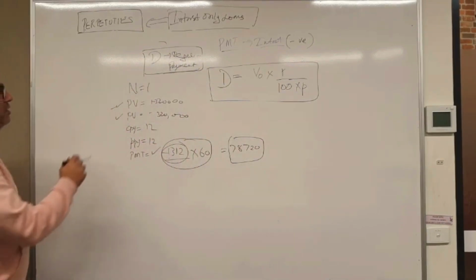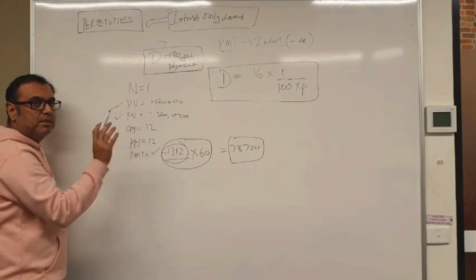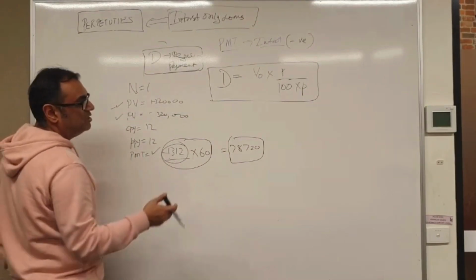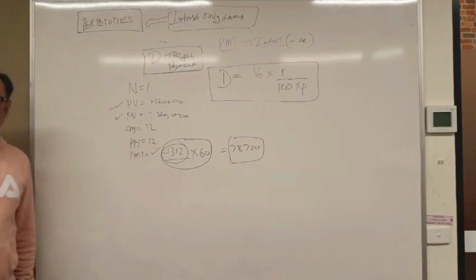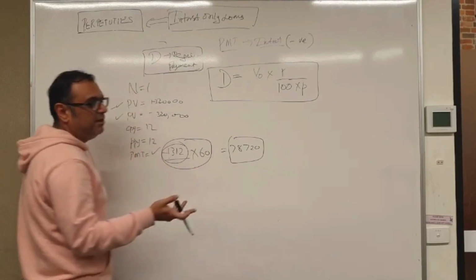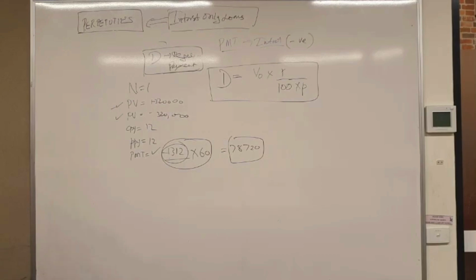Did you get it? You're not doing this minus plus. Just ask you a very simple question. How much is being paid in 5 years? If you're paying 1312 every month, 5 years is times 60. All good? Make sense? Part C.